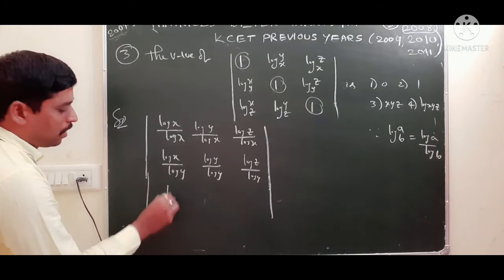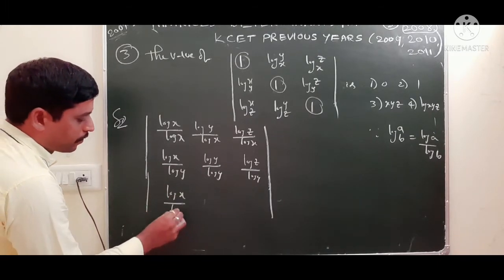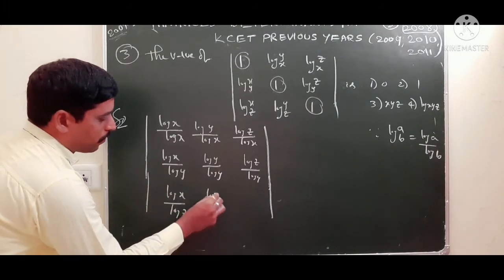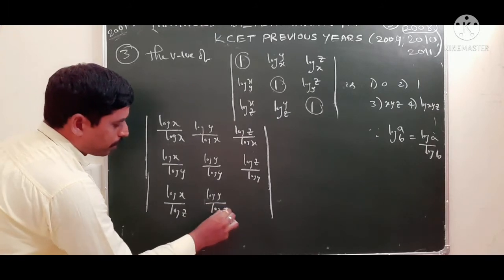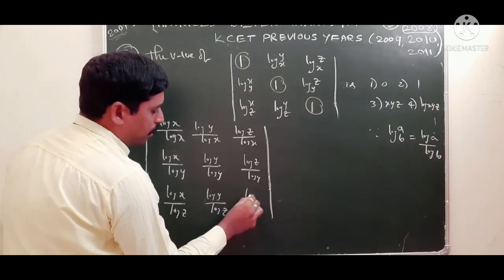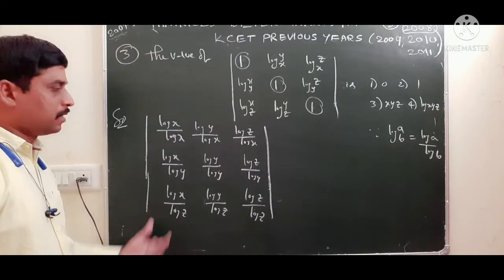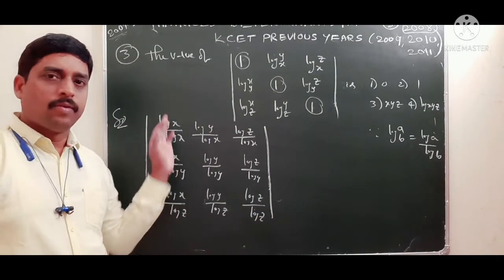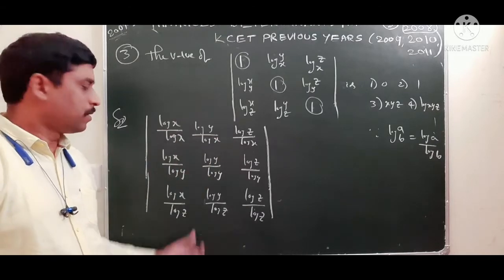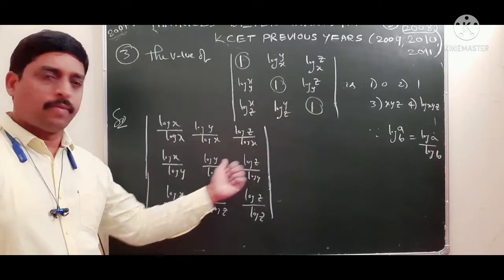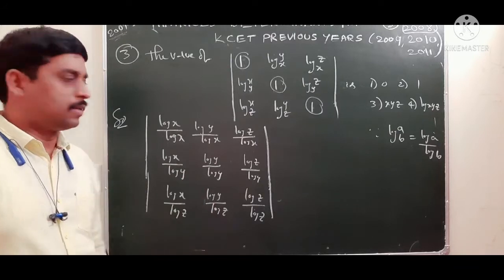In the third row, log X by log Z, log Y by log Z. This one can be written as log Z by log Z. Okay, let us observe. In the first row, 1 by log X is common. In the second row, 1 by log Y. In the third row, 1 by log Z.